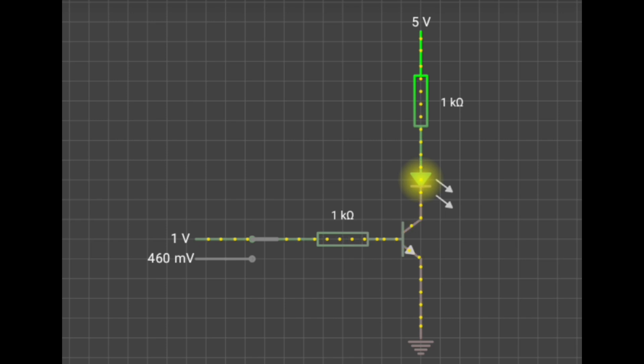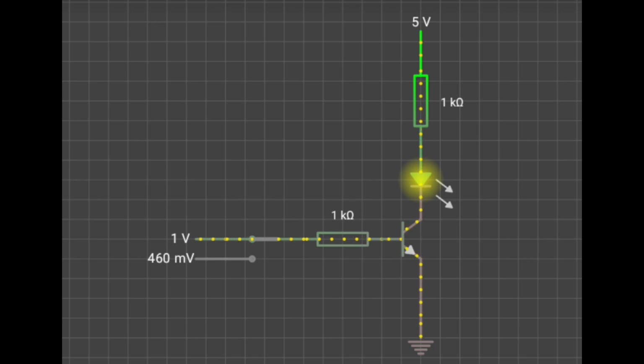We are using an NPN transistor, like 2N2222 or BC547. We will connect the emitter to ground, the collector to the negative side of the LED, the positive side of the LED to a power supply of 5 volts or 12 volts using a current limiting resistor, and the base to a control signal through a base resistor. Now, let's see how it works.